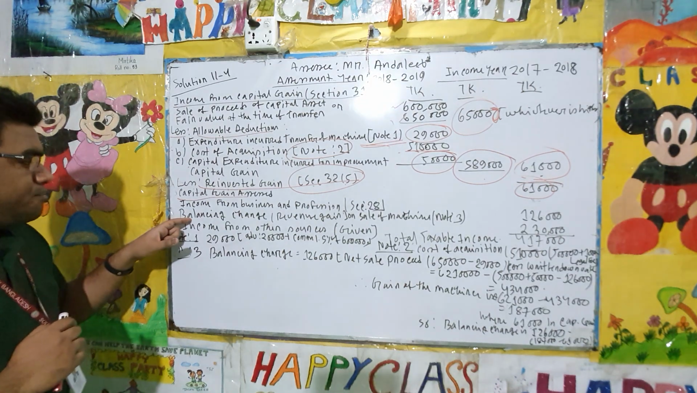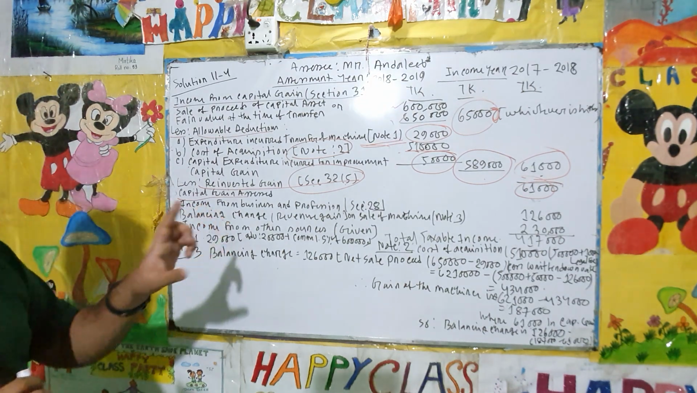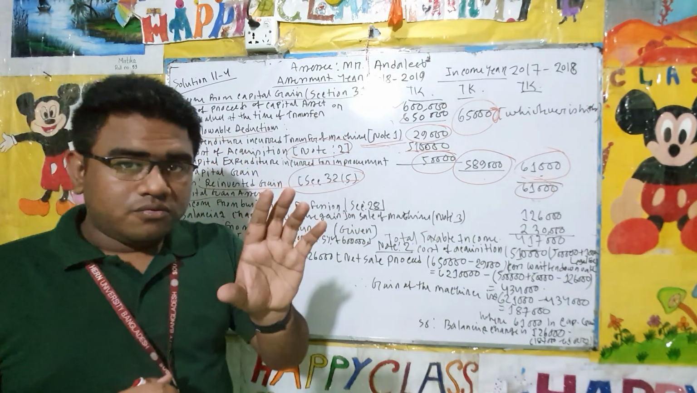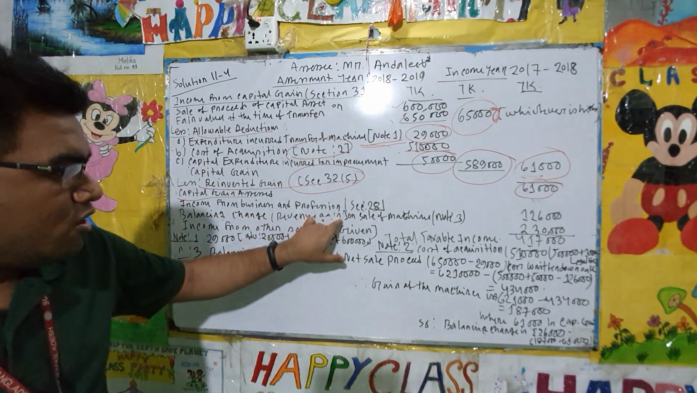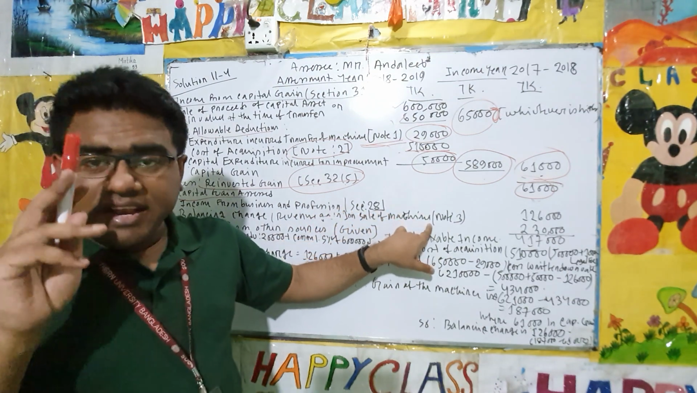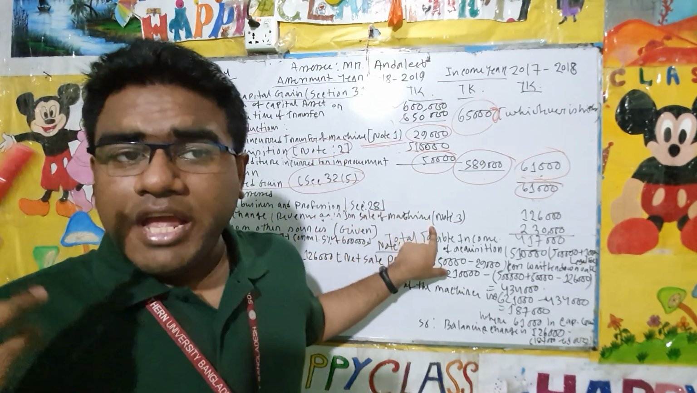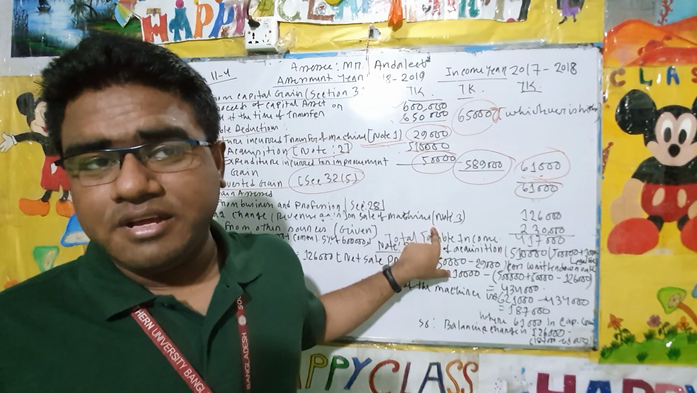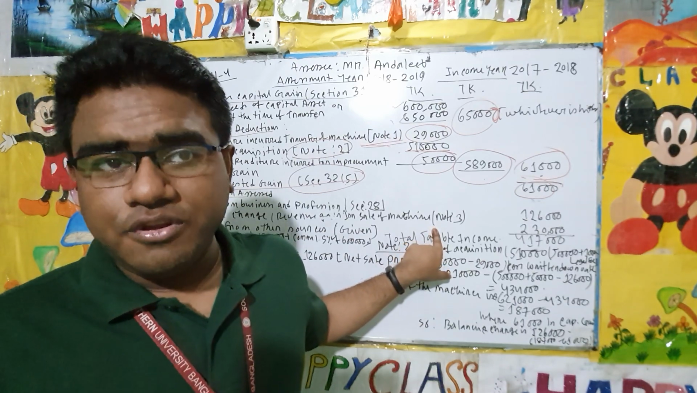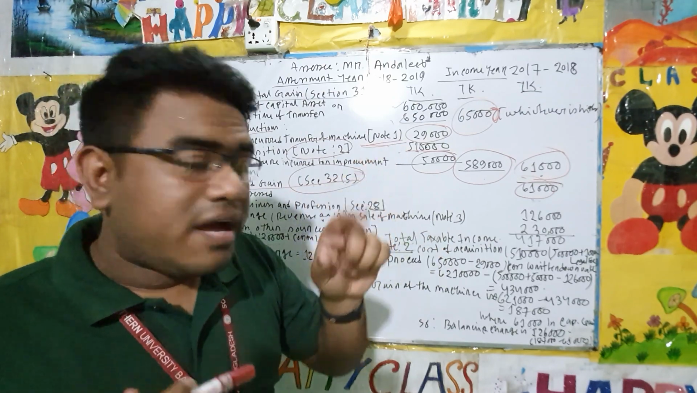So the balancing charge, it is a new term. I will show you why it is a balancing charge. It means the revenue gain on sale of machine. Balancing charge means if you gain anything from the disposal of an asset, and if it is a revenue, it will be called a balancing charge.